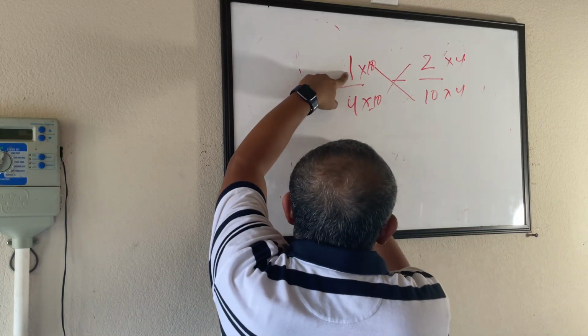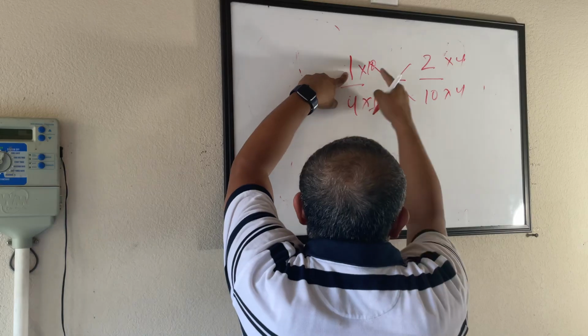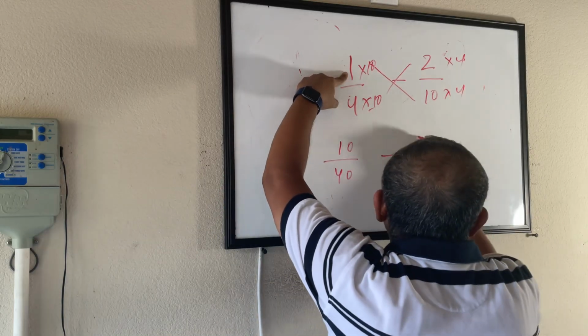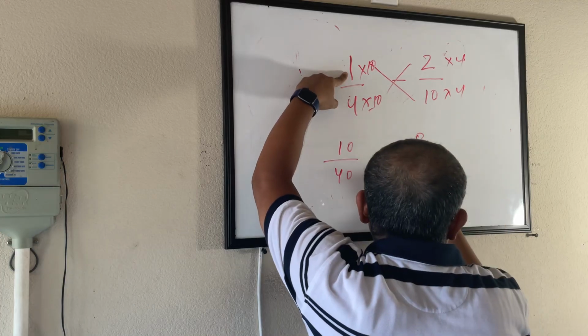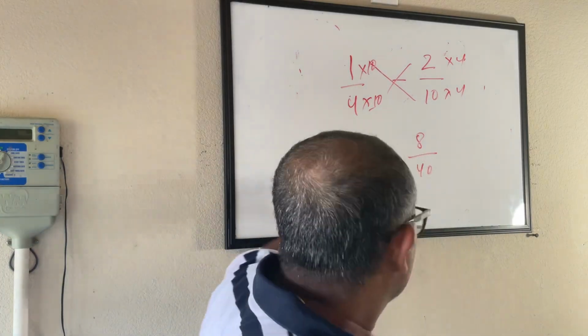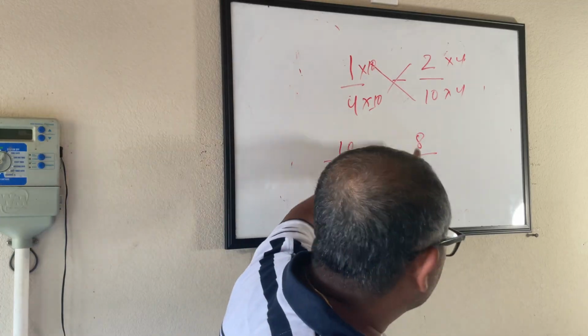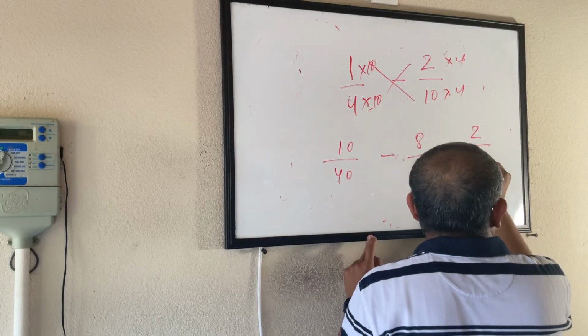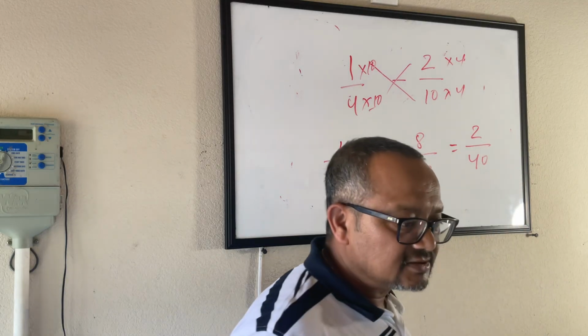Now what do you have? 1 times 10 is 10 by 40, minus 2 times 4 is 8 over 40. 10 over 40 minus 8 over 40. 10 bananas minus 8 bananas. How many bananas are you left with? 2 bananas. Yeah?